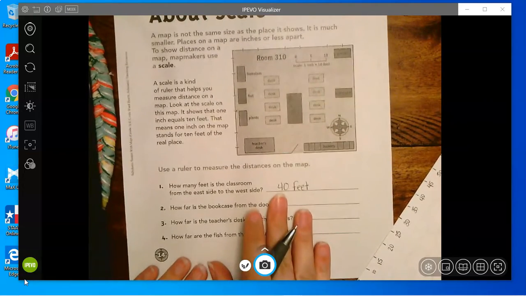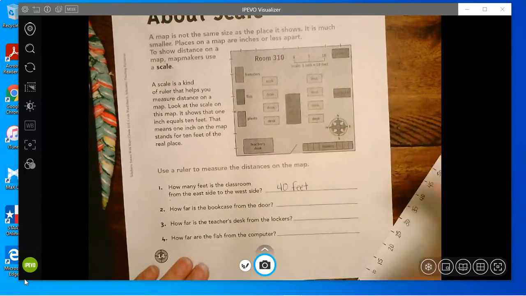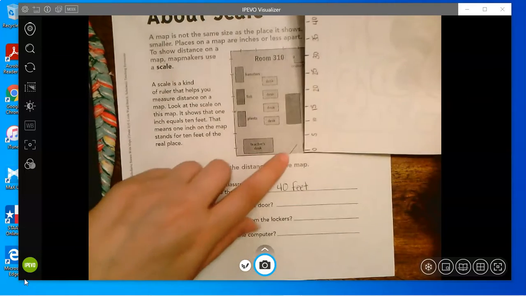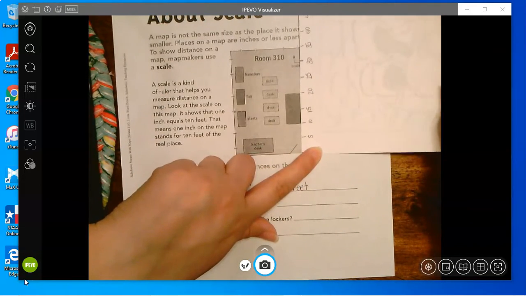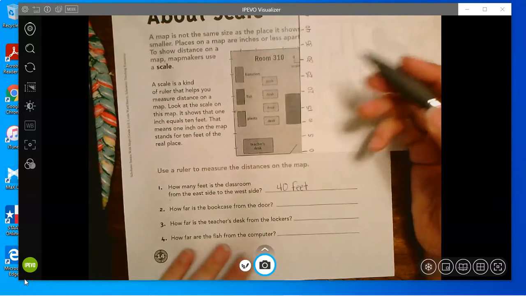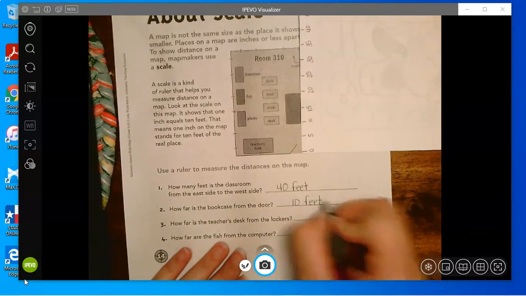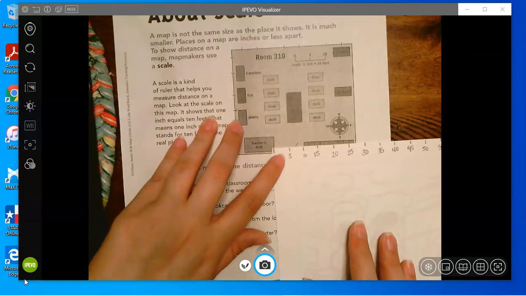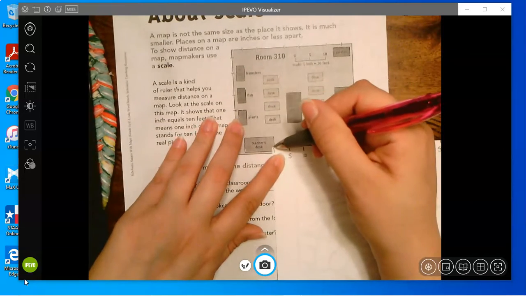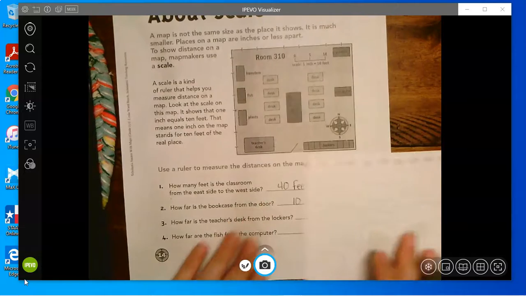Okay. How far is the bookcase from the door? So here's our door and here's the bookcase. I'm going to start at the door and my bookcase. So here to here is 10 feet. Okay. How far is the teacher's desk from the lockers? So here's the teacher's desk. Here's the lockers. I'm going to start at the edge. The edge, and that's 10 feet.